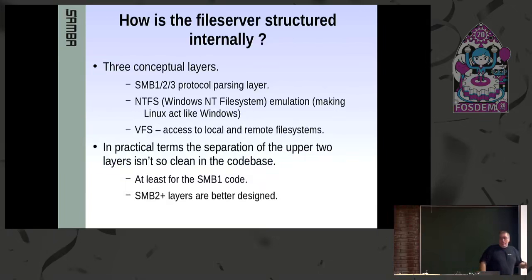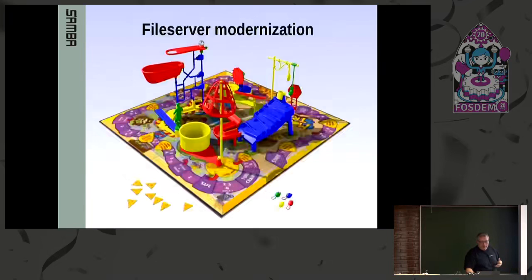In practical terms, it's nowhere near as clean as it looks, at least for the SMB1 code, which is the oldest layer of code inside Samba. In the SMB1 code, the NTFS semantics are kind of mixed in with the protocol parsing, and it's kind of ugly, and I am busily trying to kill it. The SMB2 layers, which came later, are much, much better designed.